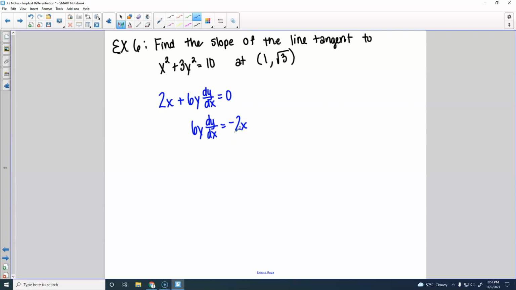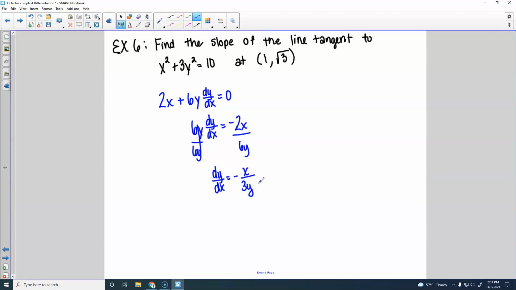You don't need to factor out the dy/dx, not in this case, because you only got one term. It would just be divide by 6y, and then dy/dx equals negative 2x over 6y. And then that's just your derivative. I would reduce it to negative x over 3y, but you don't have to.